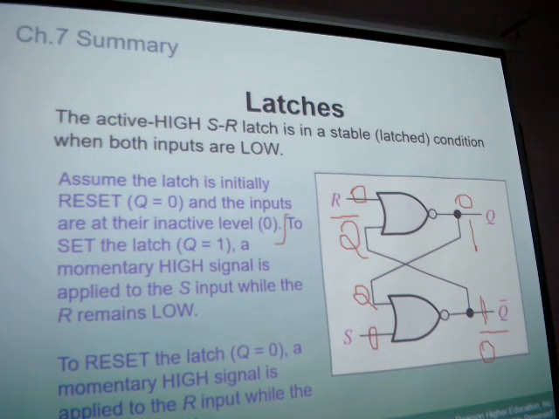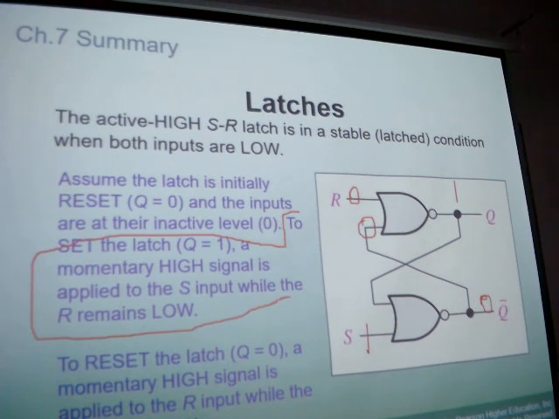If R equals 0 and S equals 1, then Q bar equals 0 and Q equals 1. This is to set the latch. And to reset the latch, Q equals 0 means reset the latch, then we must make R equal to 1 and S equal to 0. That is the meaning of this sentence.